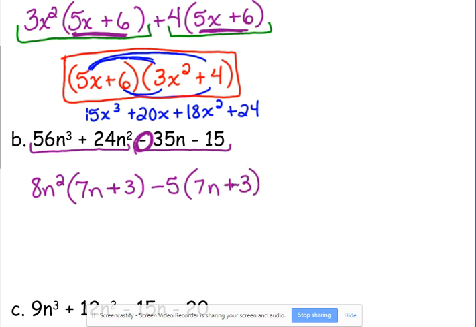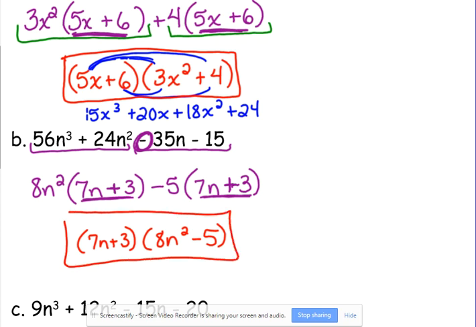Now, please don't jump to the conclusion that you get the exact same term. You need to actually make sure that you do, in fact, get the same linear factor when you factor those out. Okay, so we have 7n plus 3 in common. When we factor that out, we're left with 8n squared minus 5.